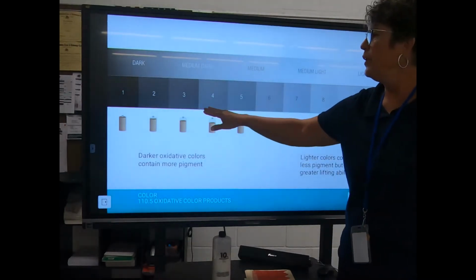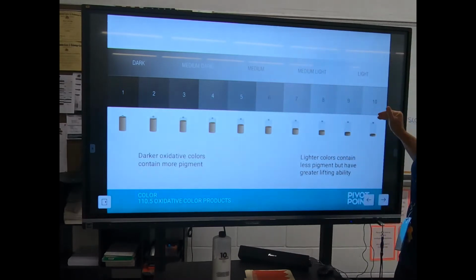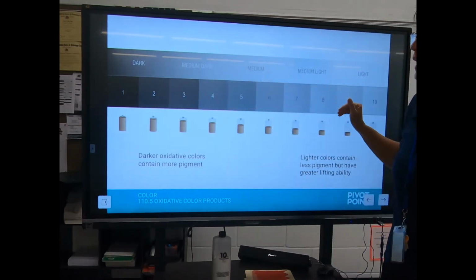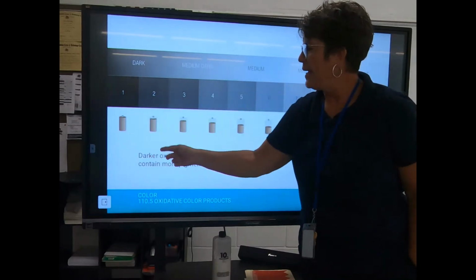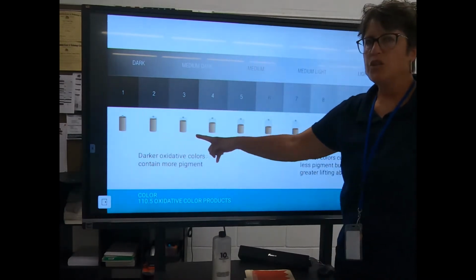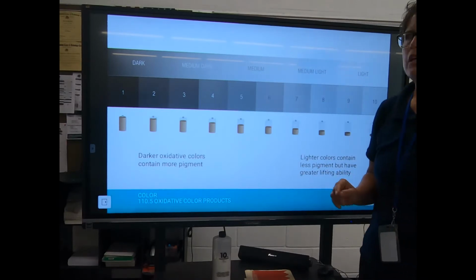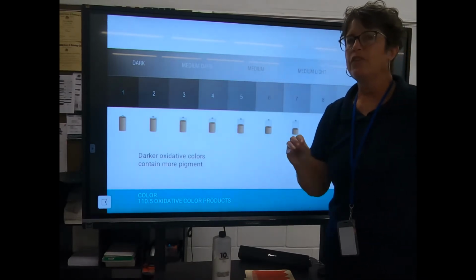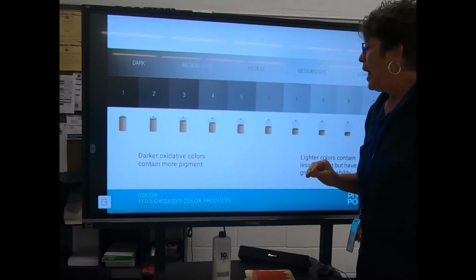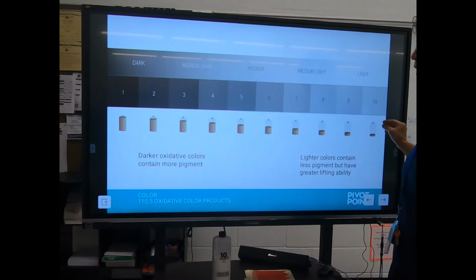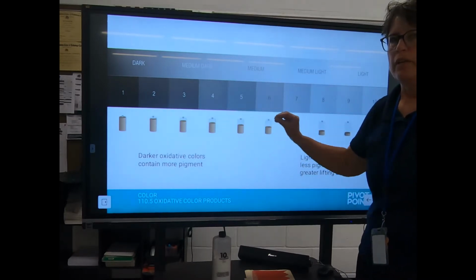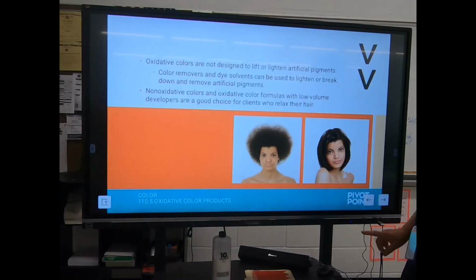All right, so they're showing you here, here's level 1 through 10. 1 is the darkest, 10 is the lightest, and they're showing you a level 1 has a lot of pigment. And as you come down this scale, you get less and less pigment, okay? They have less pigment but a greater lifting ability. So say someone says that they want to cover their gray. They don't just want to blend it, they want to cover it. And you use a level 10, there may not be enough pigment there to cover the gray. Okay, so it's just something that you need to keep in mind as you're working. There's not as much pigment the lighter you go.